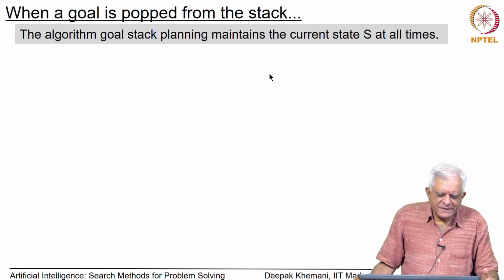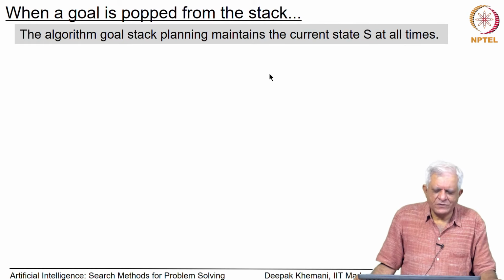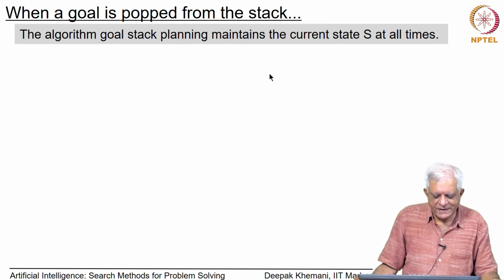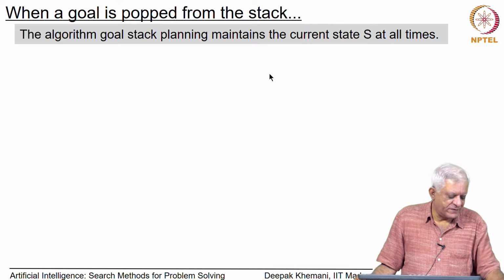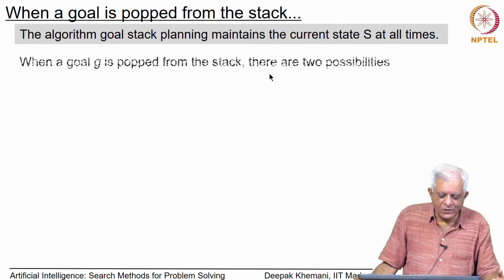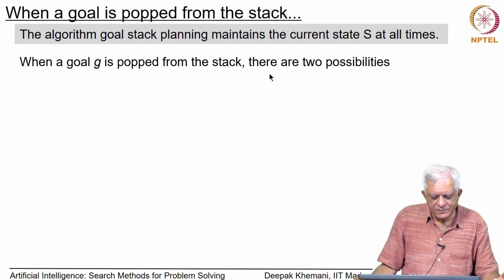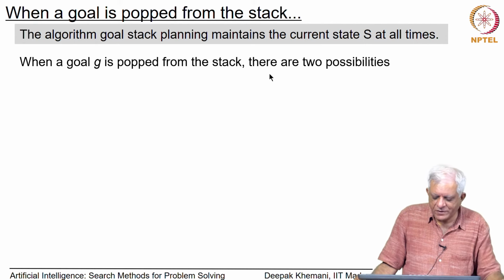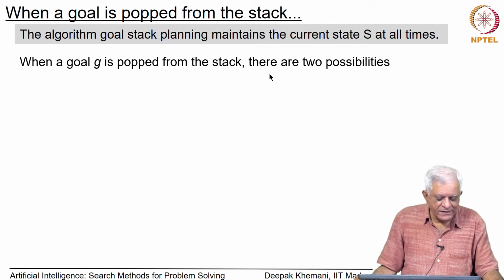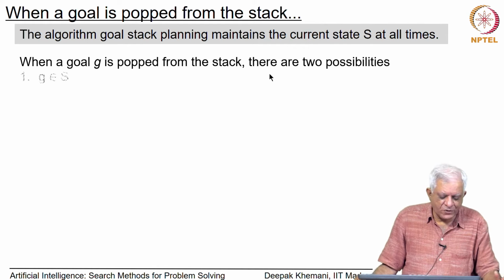So, the algorithm is basically as follows. We said that we will push the goals into the stack, and then we will pop stuff out of the stack essentially one by one. And when a goal is popped from a stack, there are two possibilities, and we are talking about individual goals here. So, this G1, G2, G3 that we mentioned, either that goal is true in the given state.